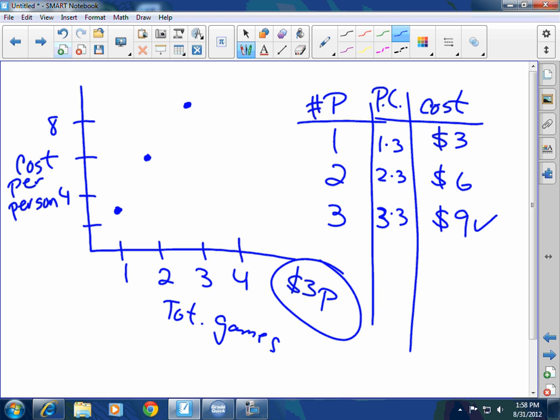Now it says, what is the total cost if 4 people each bowl 4 games? Well, let's think about this. It's $3 per person, times 4, which equals $12, times 4 games each, which is $48. Please make sure you put the dollar sign. Please don't just put a 48, because the reader may not know what that represents. Is that 48 glasses of water, 48 cookies, 48 what? $48, please. And that's 1-1.